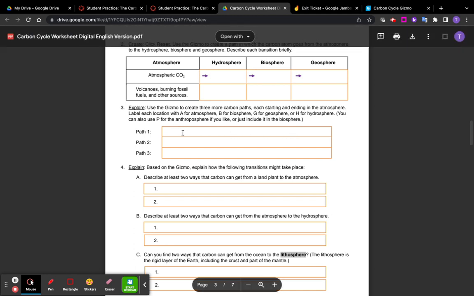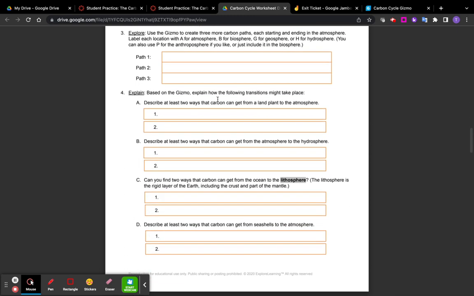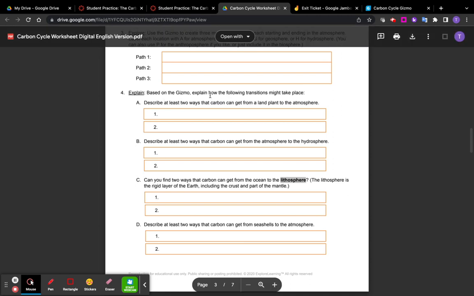What they mean is if you start in the atmosphere, you put A, and then make another one. If it went to shells or an animal, you put shells, animals with a little B above it. If it went into the earth, you want to put where it went, like oil, put G above that, and so forth. Number 4, what I want you to do is to explain how the following transitions happen.